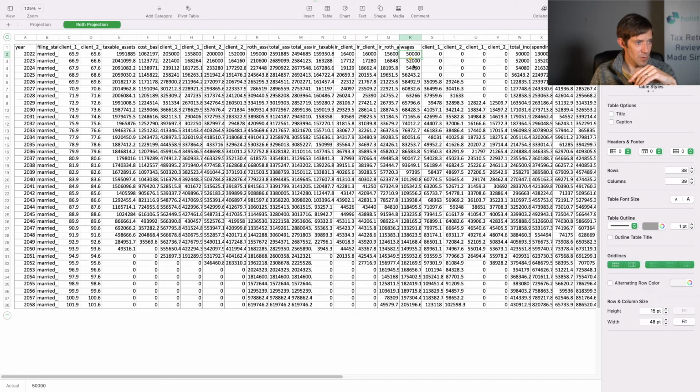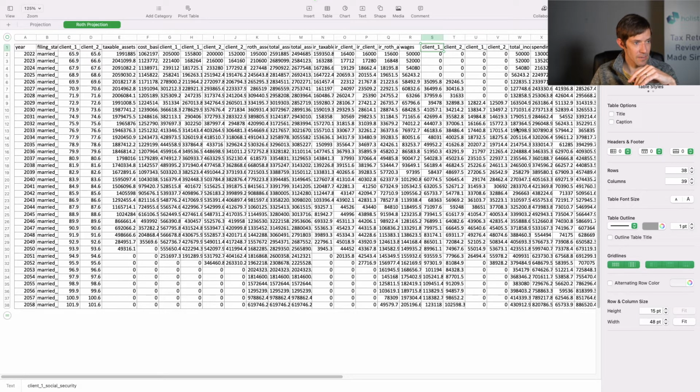Wages, I was supposed to set wages to 0. That's why everything was looking good. Look at these wages getting higher and higher over time. And then the RMDs start. Oh, sorry, this is Social Security that starts. And then RMDs are going to start.